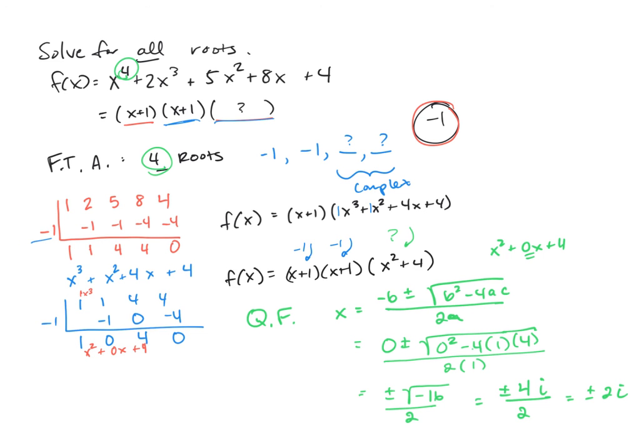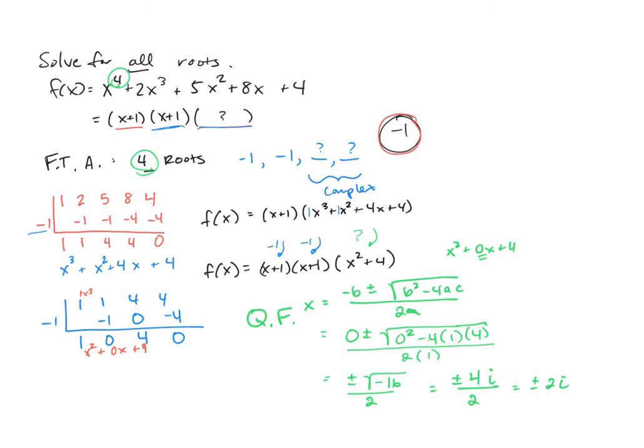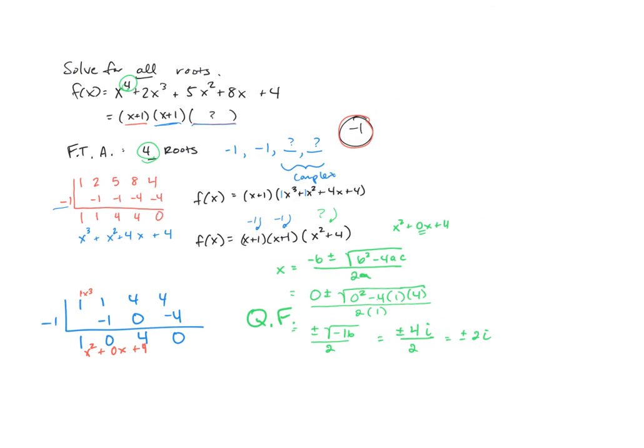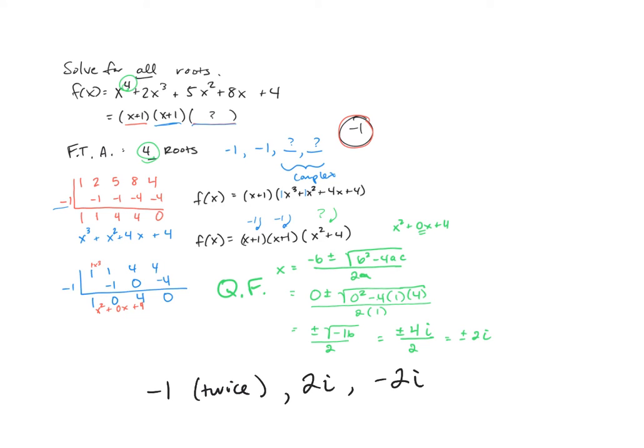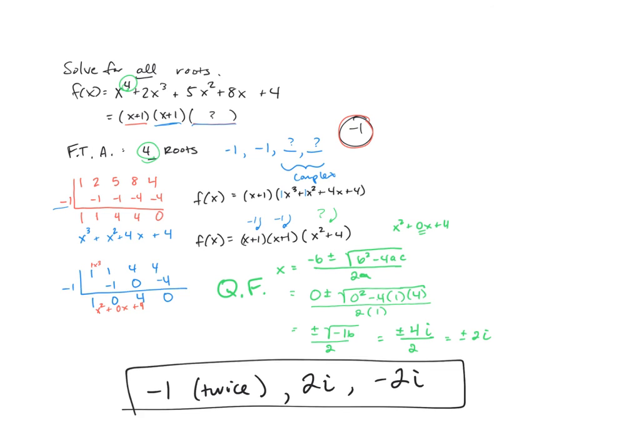I'm going to have to squish one more time. This is a long problem. I actually know what all of my roots are now. I have negative 1 twice, plus 2i, and minus 2i. These are my roots, and this is the answer to this question.